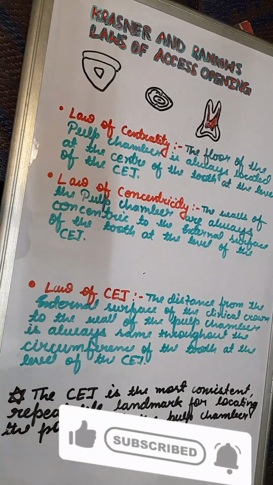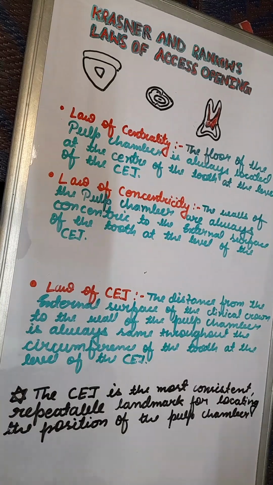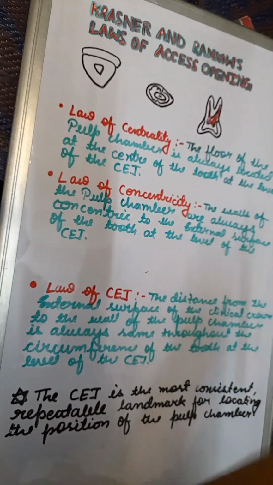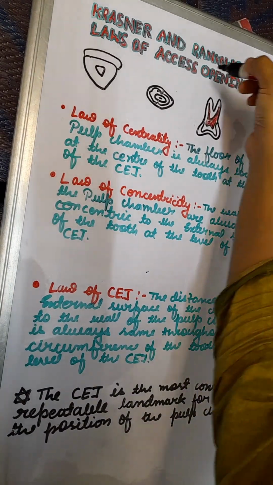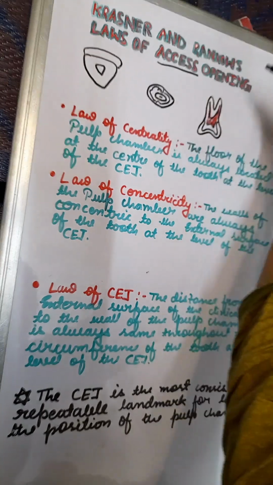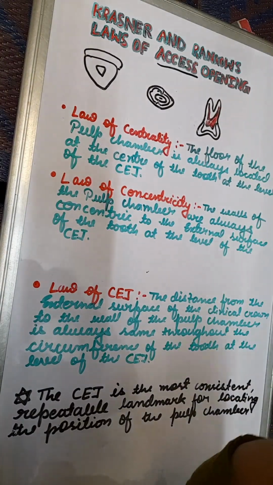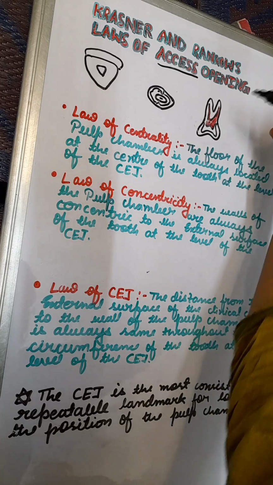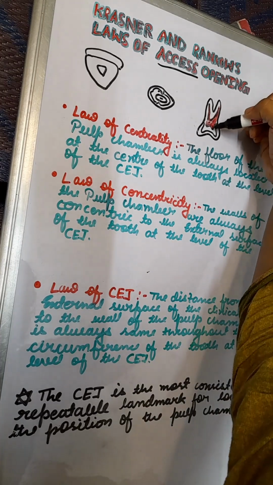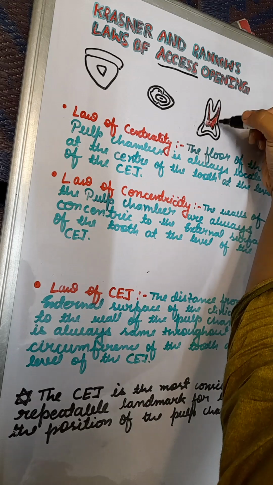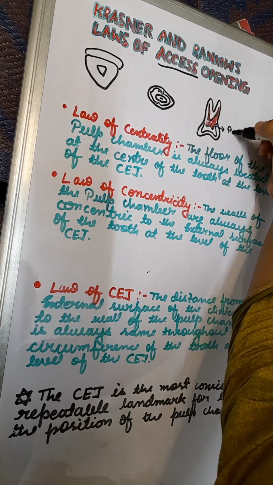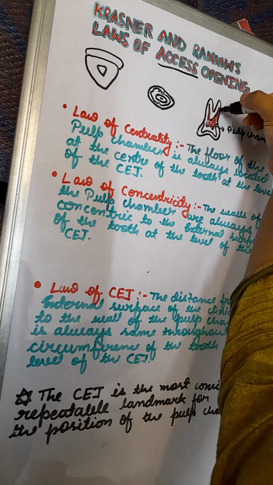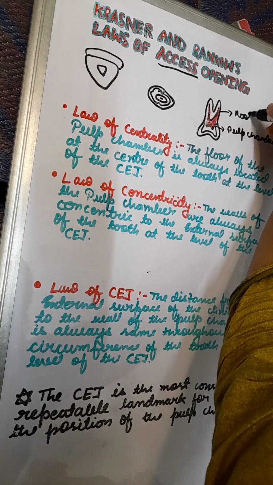Now, Krasner and Rankow's laws of opening. When we have to do the root canal treatment, we will first do access opening. That is, we want to gain access to the root canal, and we will gain access from the enamel portion, and then we'll lead towards dentine, and then we'll reach the pulp chamber. This is the pulp chamber, and this is the proper root canal of the tooth.